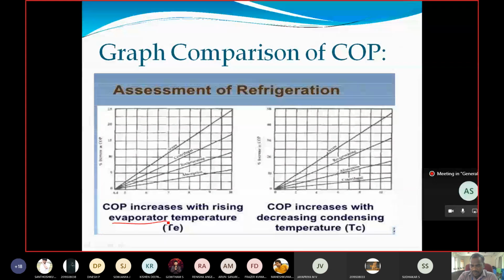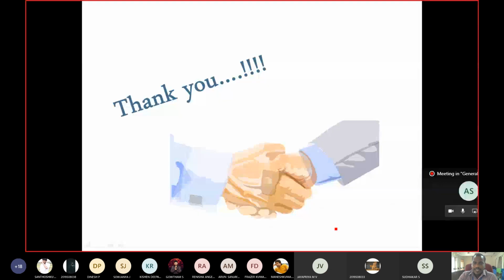system. Also, the COP increases with the decreasing condensing temperature. We know where the condenser is attached. So if we decrease the condenser temperature, there is a possibility to increase the COP of the refrigeration system. With this, the first half of our unit 4 is completed. Now we can move to the next half of your fourth unit.